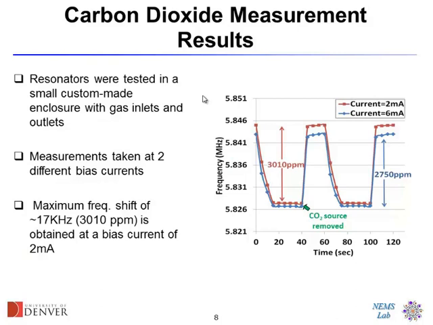Then we did some measurements. We did a custom-made vacuum chamber, basically a plastic container with some holes for the gas to flow in. And you can see whenever CO2 comes in, you see a clear frequency shift. It's actually a pretty large frequency shift, over 1,000 ppm. And as soon as the CO2 source is removed, it goes back up.